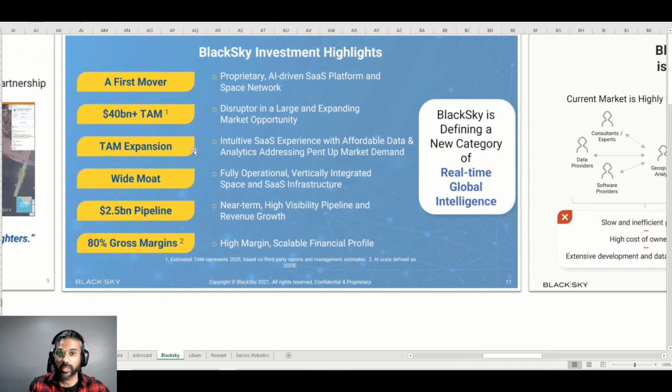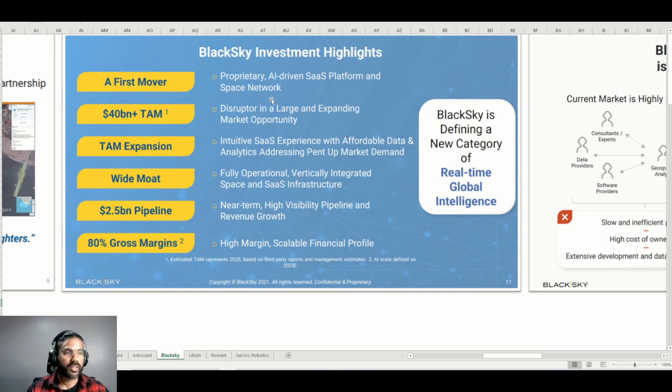So clearly there's a link there. They don't explicitly state it, but if you had to make bets, I would bet that they're related. Blacksky investment highlights. First mover. They have a proprietary AI-driven SaaS platform and space network.